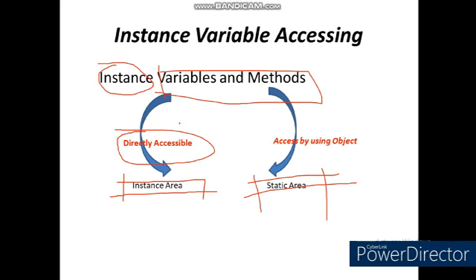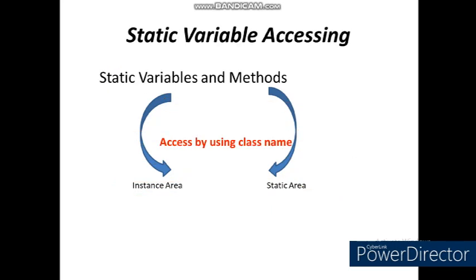Okay, and to access the instance variable in static area, we can use the object. We need to create an object to access instance variables or methods inside static area, and we can access them directly without creating any object inside instance area. Okay, and we will see the same with static variable accessibility.